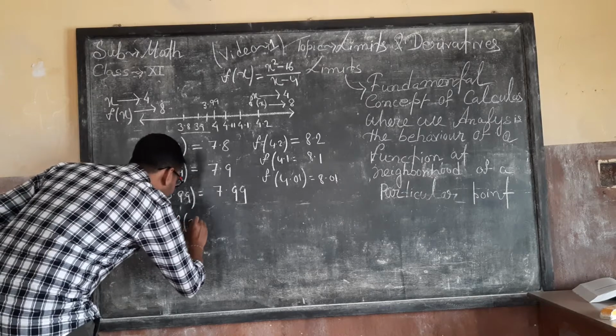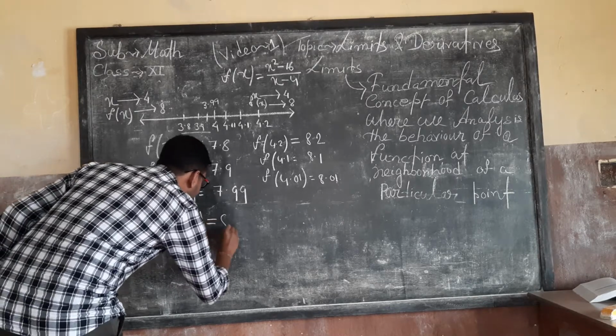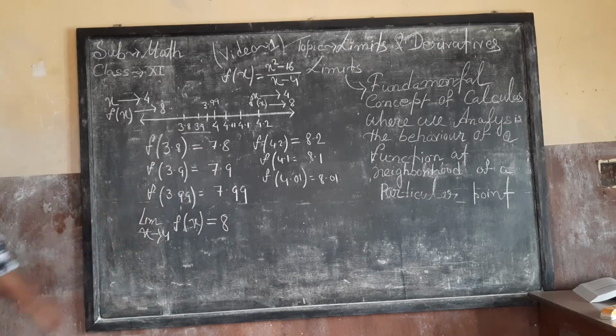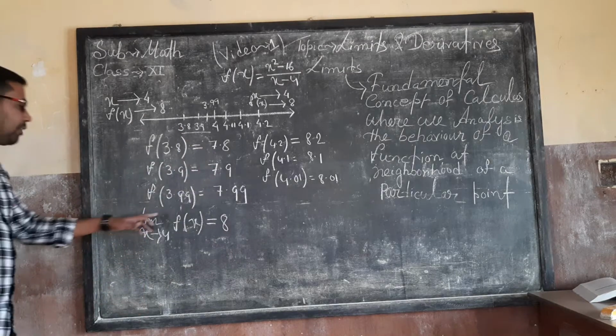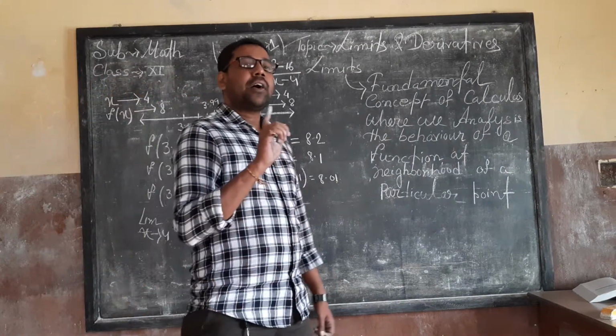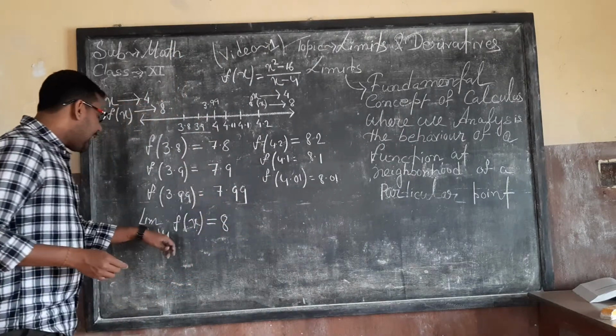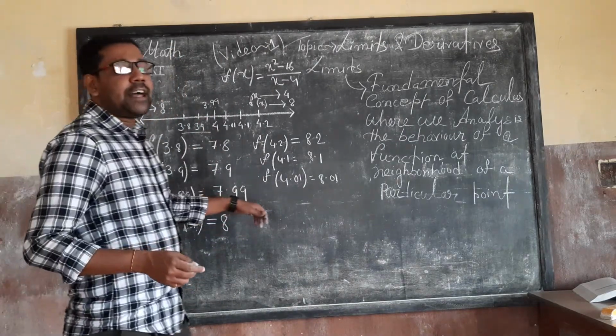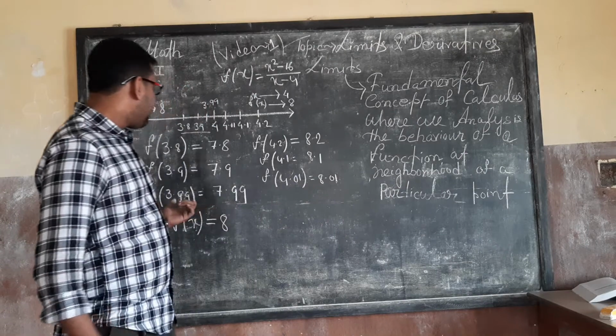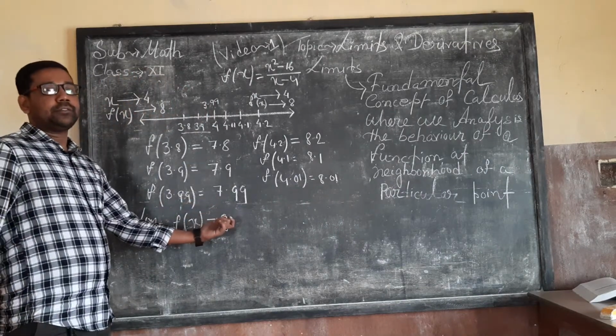f(x) is equal to 8. That means the limit of this function f(x), when x tends to 4, is equal to 8.